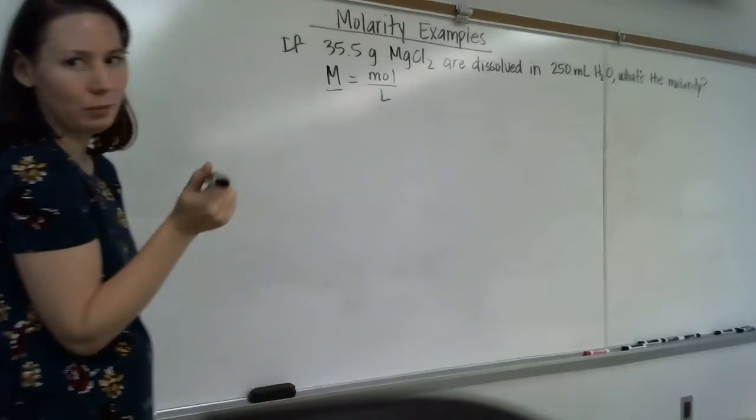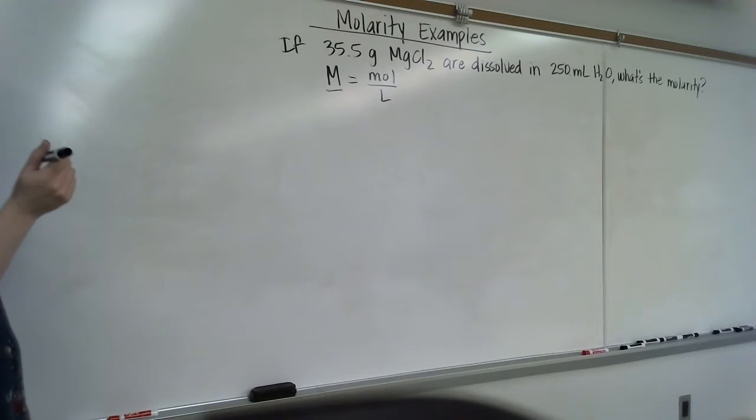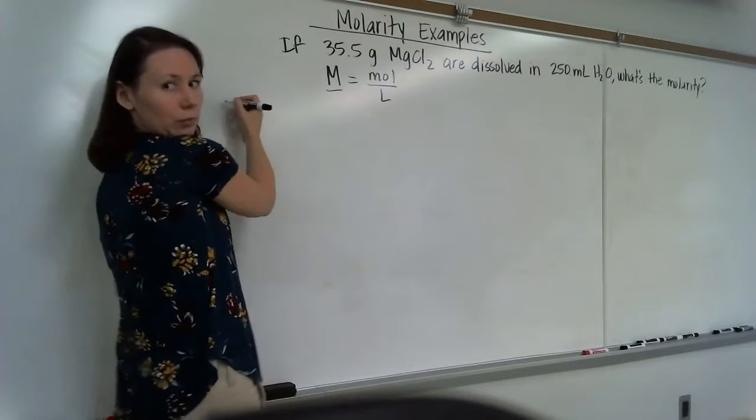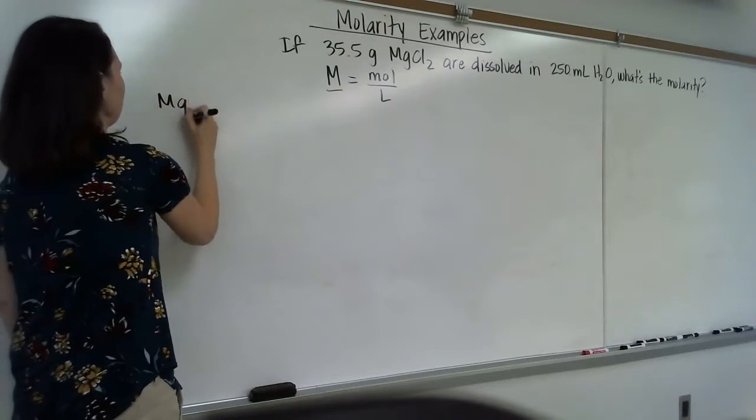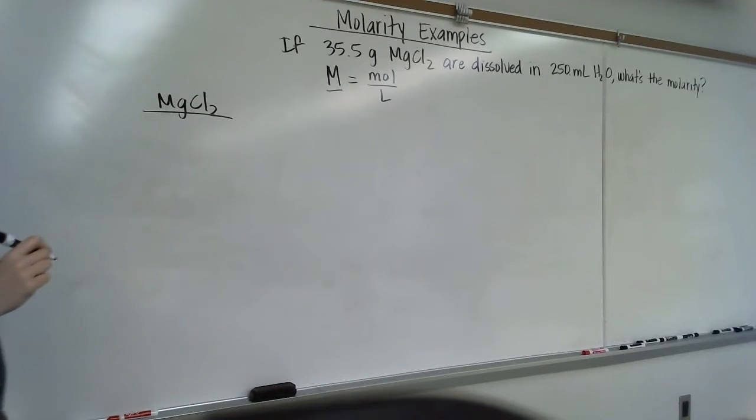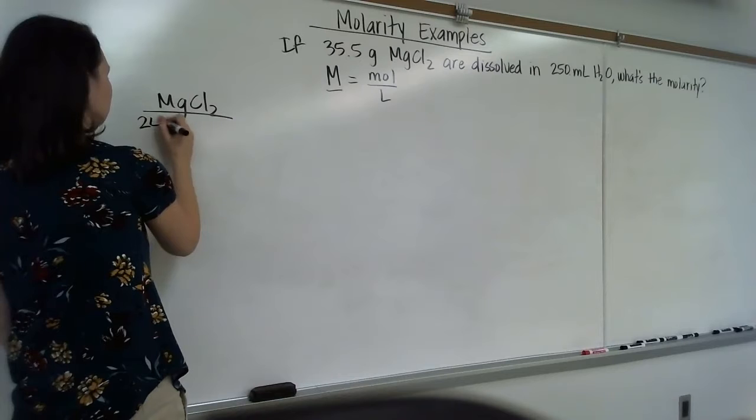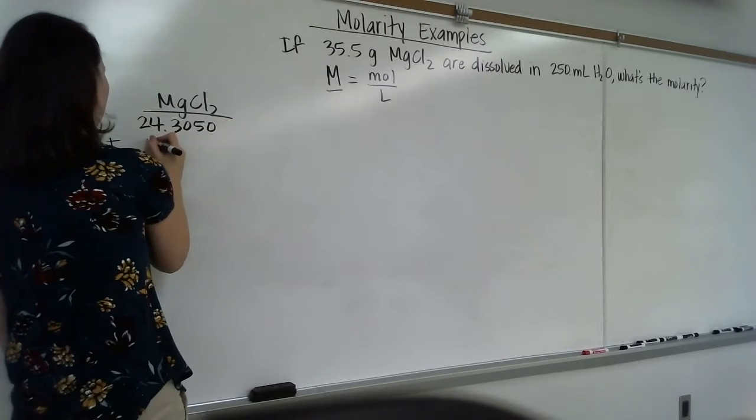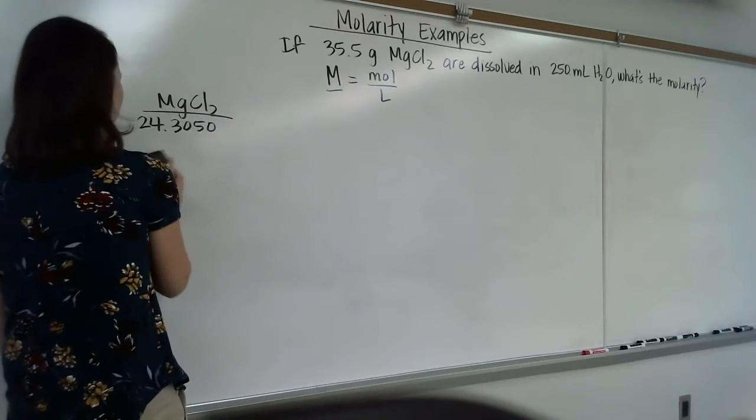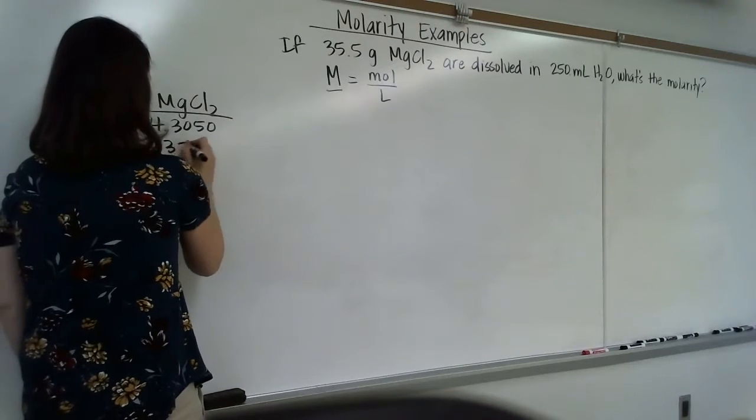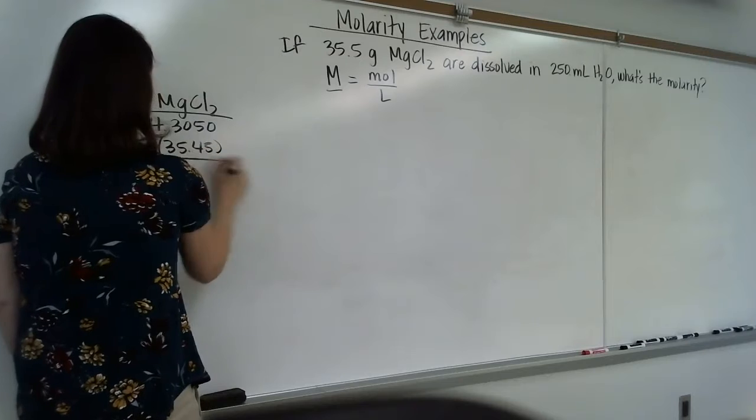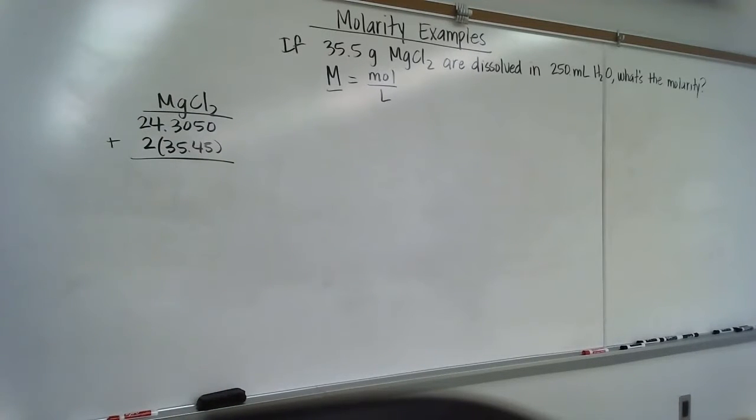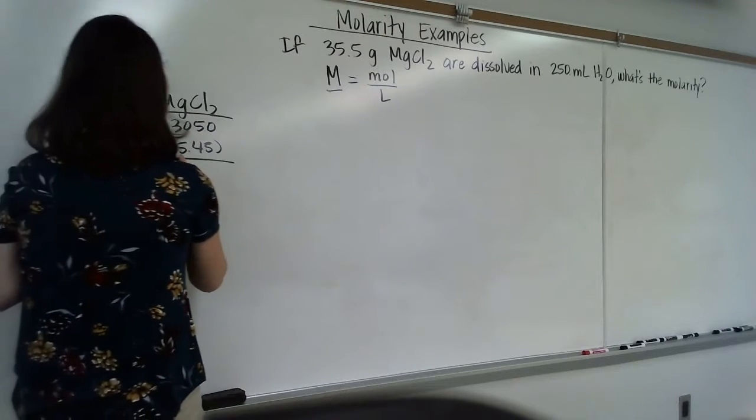Before we can do grams to moles, what do we need? Molar mass, right? So magnesium chloride, MgCl2. Let's calculate its molar mass real quick. So magnesium is 24.305, and chlorine is 35.45. We've got 2 of them. So when we do that, I got 95.205. Did you?